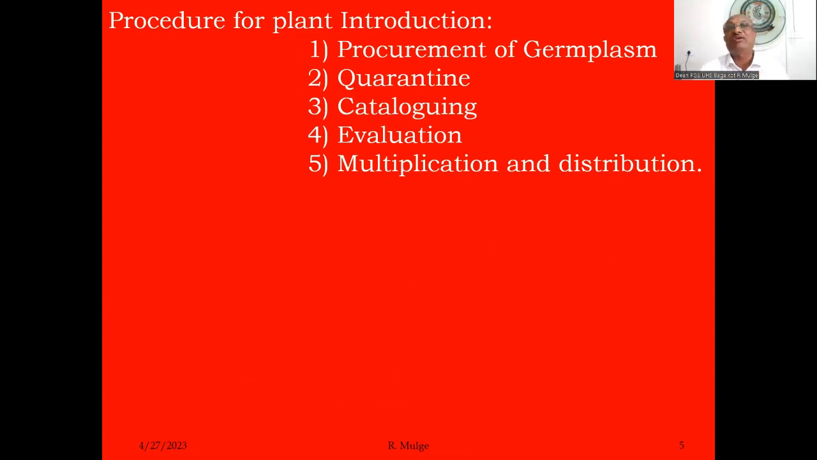What is the procedure for plant introduction? You cannot straight away bring the material and release it to cultivation, or use it for crop improvement. There are certain set procedures, especially if you are introducing from other countries. The procedure for plant introduction: first the procurement of germplasm, then quarantine. You have to separate it, keep it away, then cataloging, evaluation, multiplication, and distribution. These steps you have to follow.